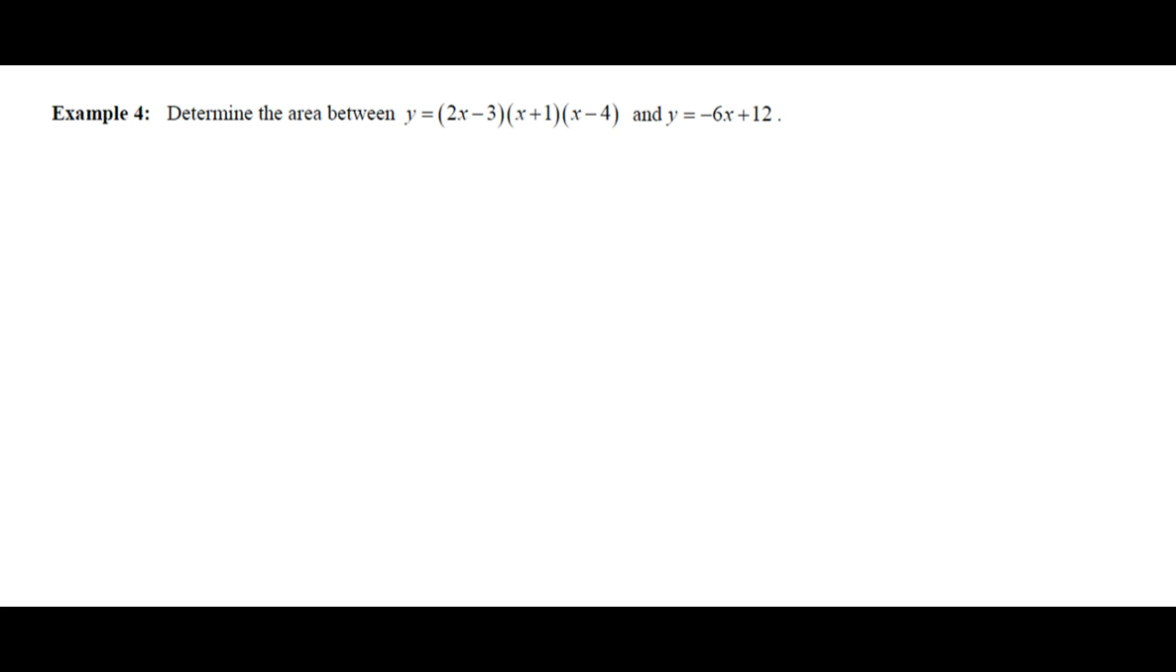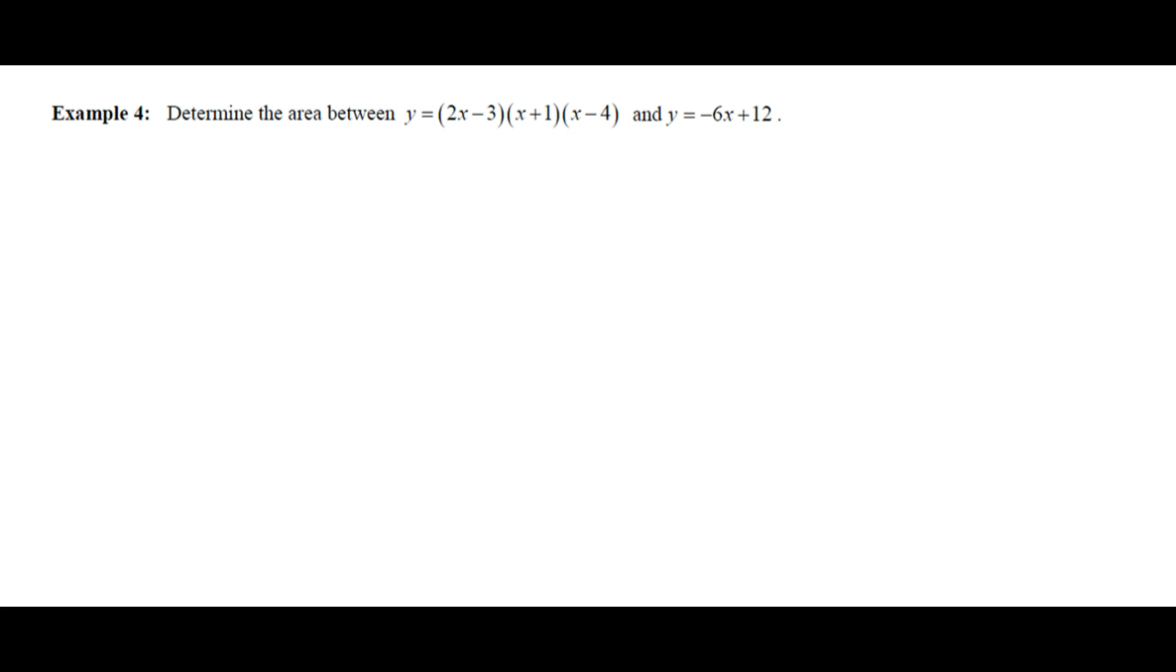Determine the area between y equals (2x minus 3)(x plus 1)(x minus 4) and y equals negative 6x plus 12. Negative 6x plus 12 is a nice little straight line, and the other one is a cubic. For sketching purposes, the left-hand y is kind of nice. We know where the zeros are. We know that it's positive. It goes Q3 to Q1, so it's increasing. And the negative 6x plus 12 is coming down this way.